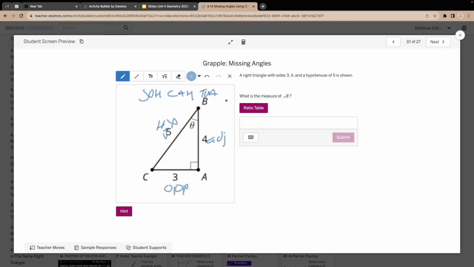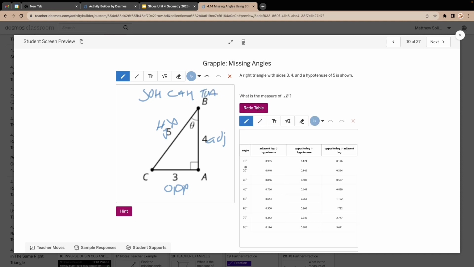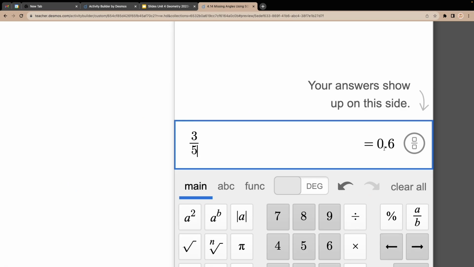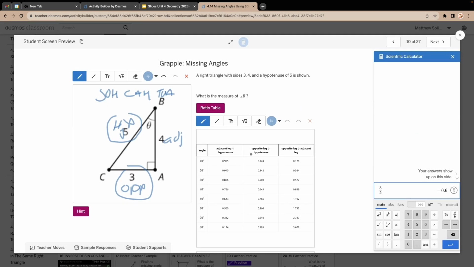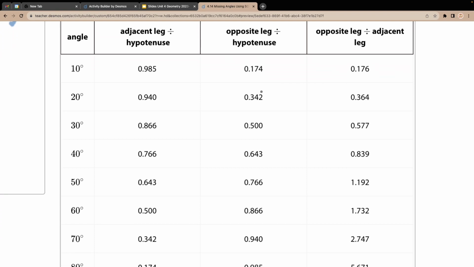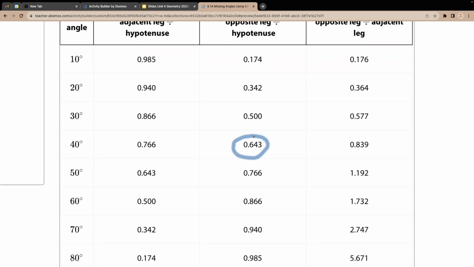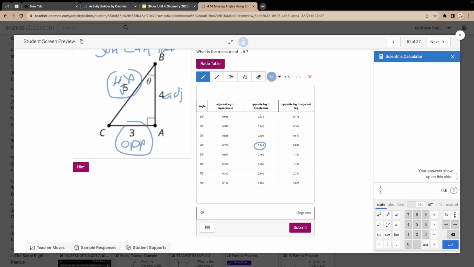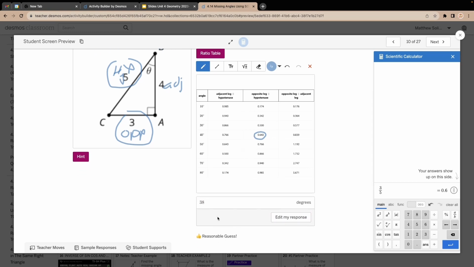So in class, we tried to predict using a ratio table. Let's say we did the opposite divided by the hypotenuse here. The opposite side is 3 divided by the hypotenuse. That is 0.6. Well, let's look at our table. Opposite divided by hypotenuse. Where is 0.6? It's going to be around 40 degrees. Now that's 0.64, so it's a little less than 40 degrees. So a good prediction would be like, I don't know, 38. Just something less than 40, but pretty close to it. That is a reasonable guess.